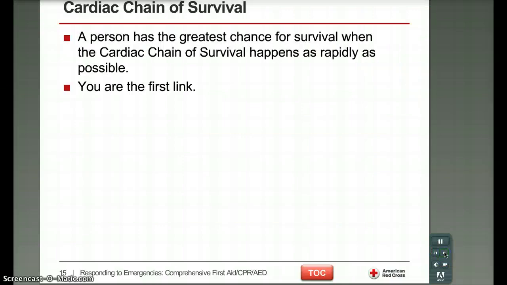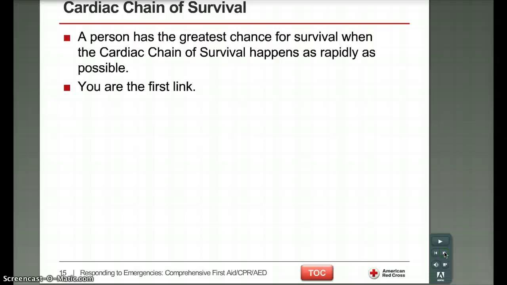Once again, that video was talking about the cardiac chain of survival, but the most important thing is that the person who is having a heart attack, or more importantly, is in cardiac arrest, needs advanced medical help as quickly as possible. But the only way they're going to get that help is if you as a responder recognize some of those signs and symptoms that we've already talked about.